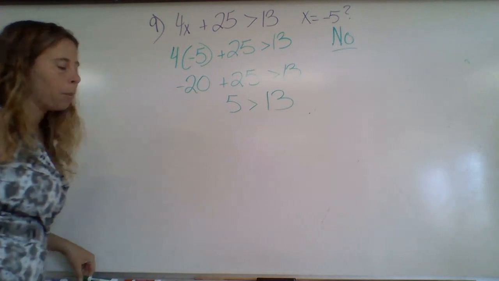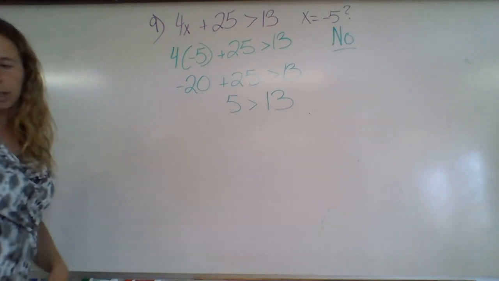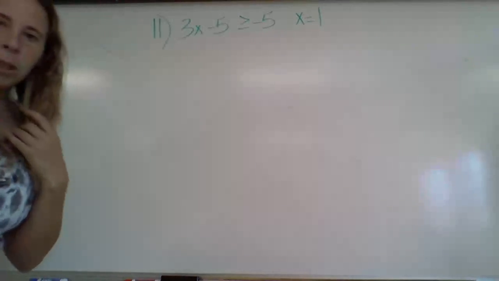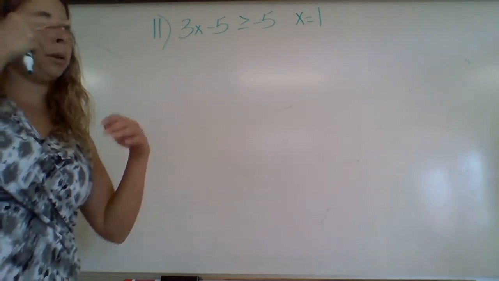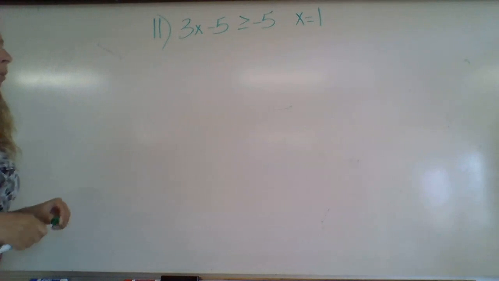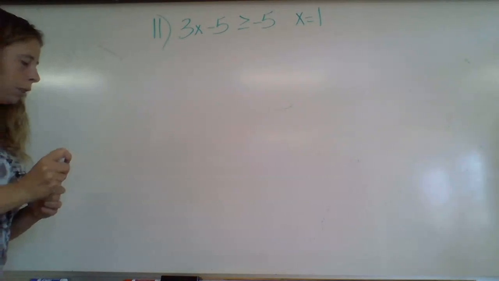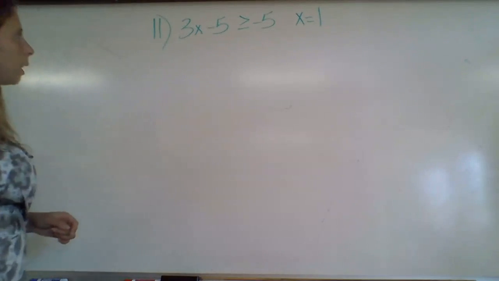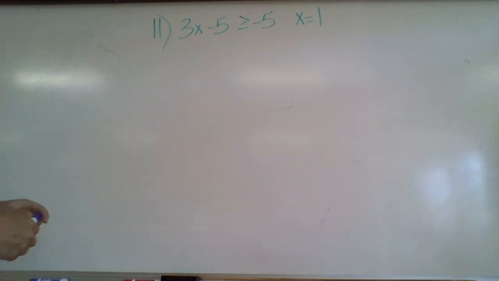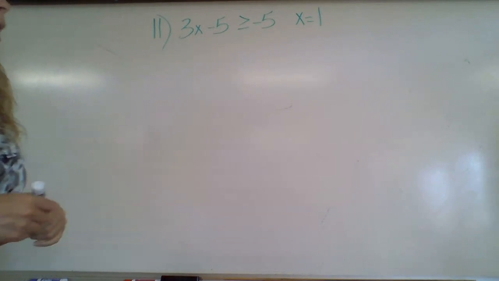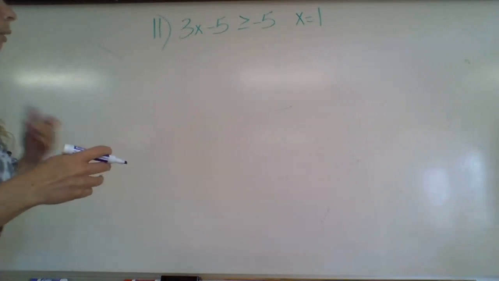Okay, I'll do one more of these. And actually, you're supposed to solve for x, so you're supposed to do it the first way that we did on the last problem. So, my bad, I didn't follow directions. So we're going to solve for x on this one. This is number 11. 3x minus 5 is greater than or equal to negative 5, and they're like, x equals 1, and you have to say yes or no.